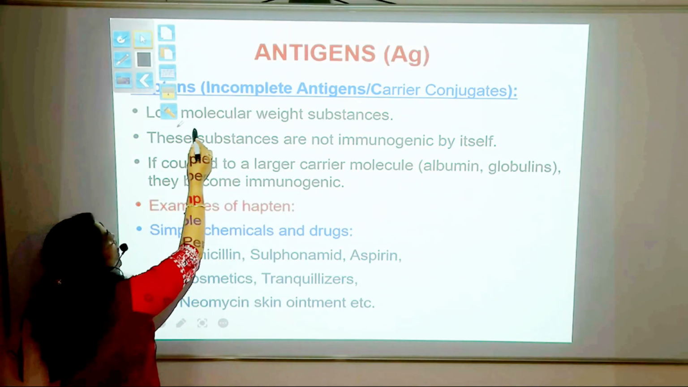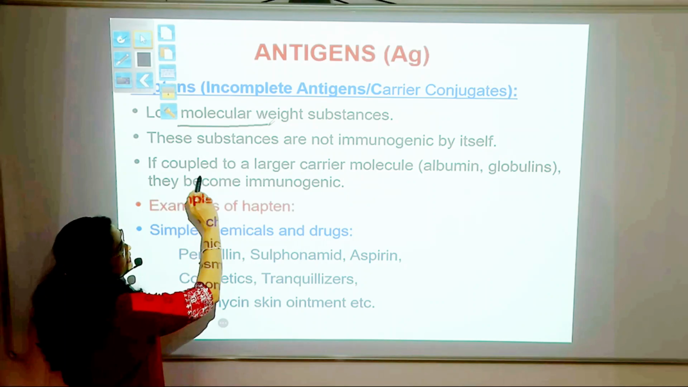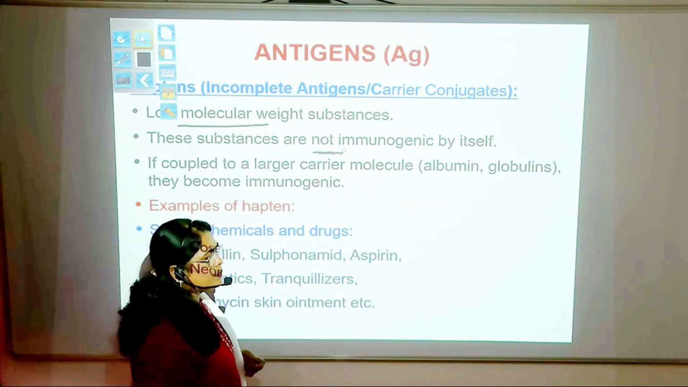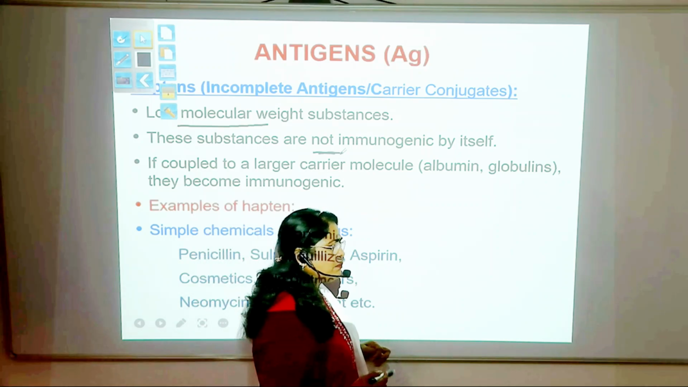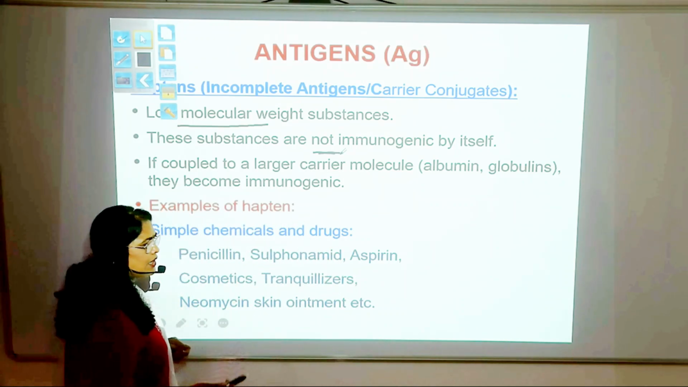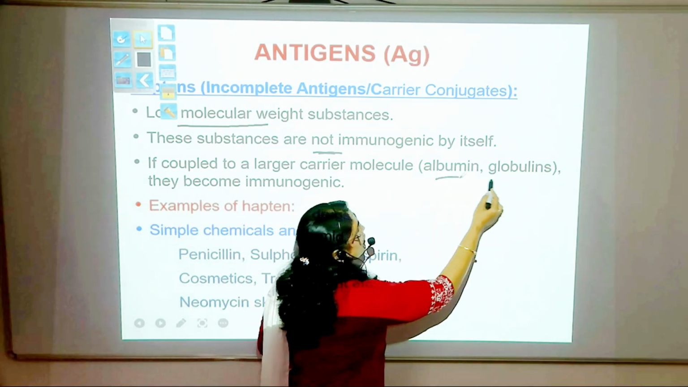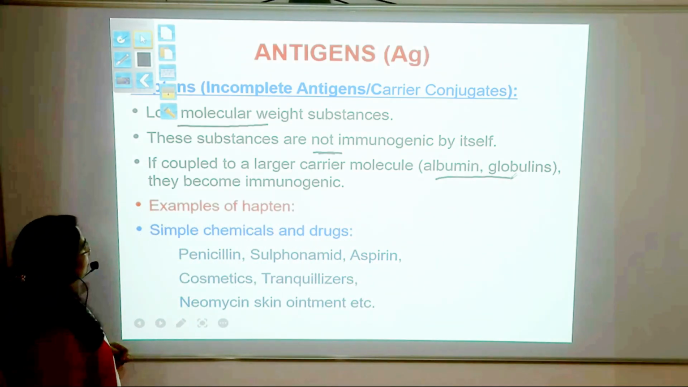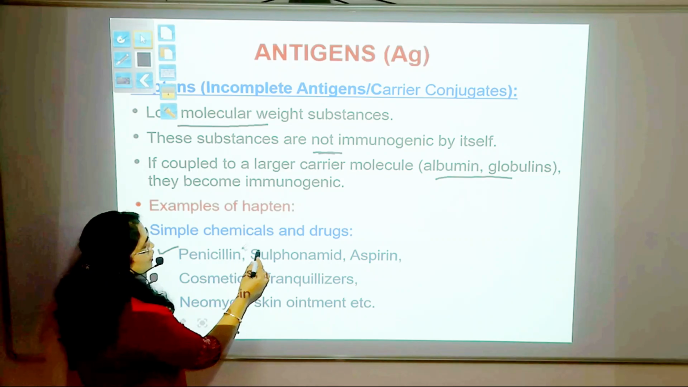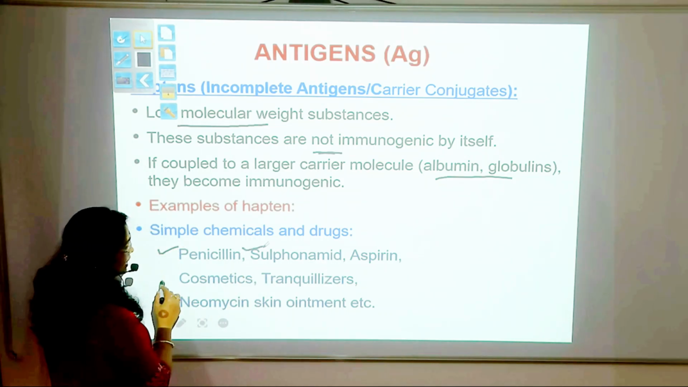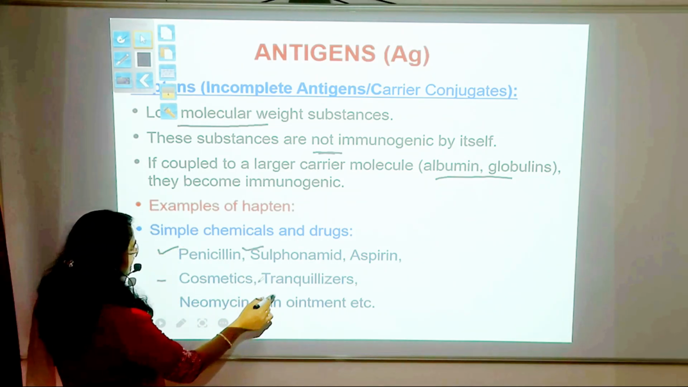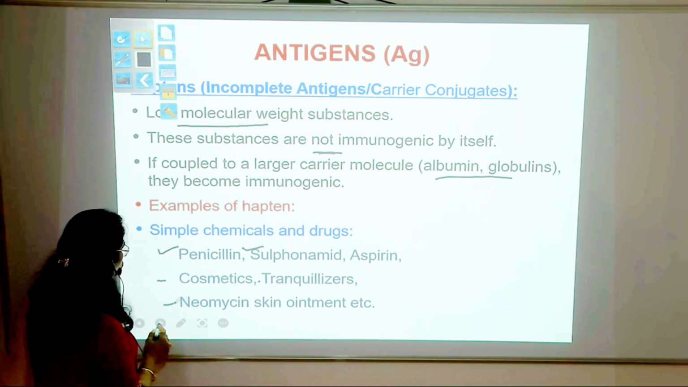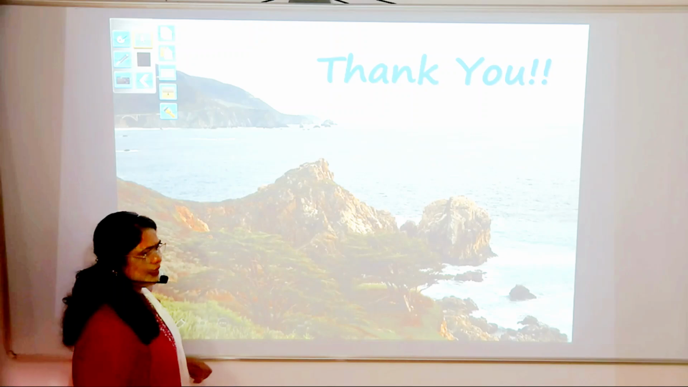Haptens are generally low molecular weight substances. These substances are not immunogenic by themselves. As I told you, only when they are bound with the carrier protein will they behave as a complete antigen. If coupled to larger molecules like albumin and globulin, they can behave as a complete antigen. Certain examples of haptens are penicillin, sulfonamide, aspirin, certain cosmetics, tranquilizers, neomycin, and skin ointment. These are the examples of incomplete antigen.